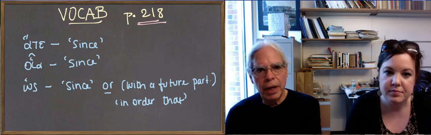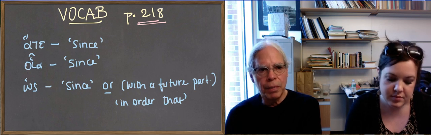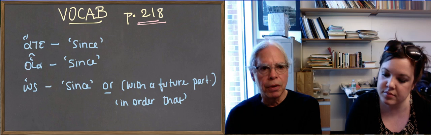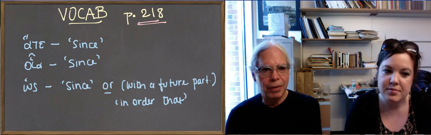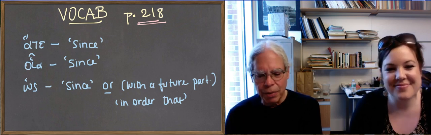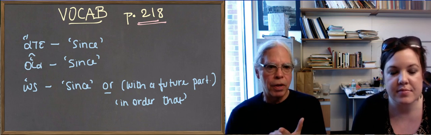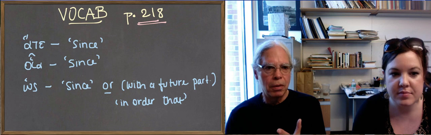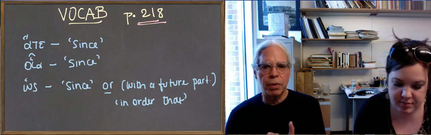The vocabulary has one big defect in it for this lesson, which is on page 218. It lists these 3 words, hate, hoia, and hos, but it does not give them definitions, which is what a vocabulary is supposed to do. It says something very weird, okay? But these 3 words are words that, when followed by a participle, okay, introduce a causal clause, a clause that expresses the reason for something.